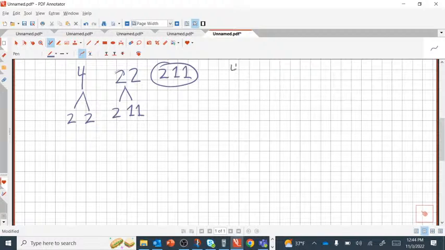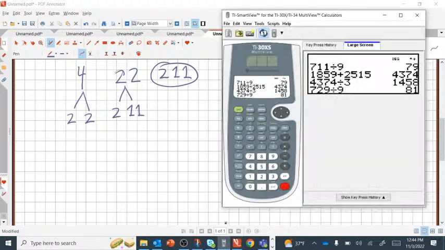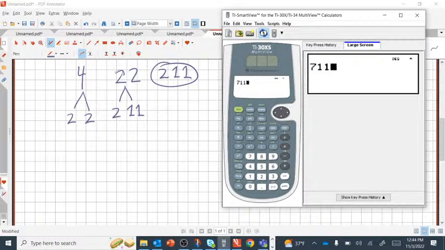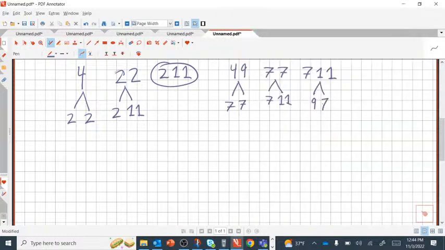Now, if you try that with 49, you get 7 and 7. That's 77. Is 77 prime? No. It's 7 and 11. And then that's it. So we get 711. Is 711 prime? It feels like it, but it actually is 9 times 79. Thankfully, 79 is prime. 9 is 3 and 3. So you get 3,379.